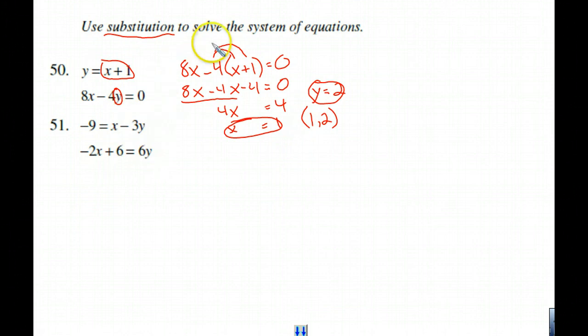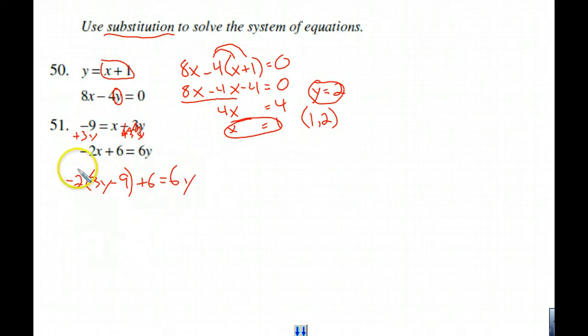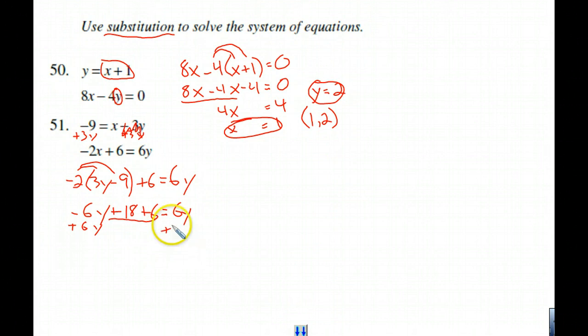Same thing here, substitution. In order to get this equal to x or y, it's probably easiest to solve for x by adding 3y to both sides. So x is equal to 3y minus 9, or negative 9 plus 3y, either way. So I can go here and say negative 2 times 3y minus 9 plus 6 equals 6y. So this one will have negative 6y plus 18 plus 6 equals 6y. I know this is going to equal 24. If I add 6y to both sides, I'll get 24 equals 12y. Therefore, 2 is equal to y by dividing both sides by 12. 24 divided by 12 is 2.